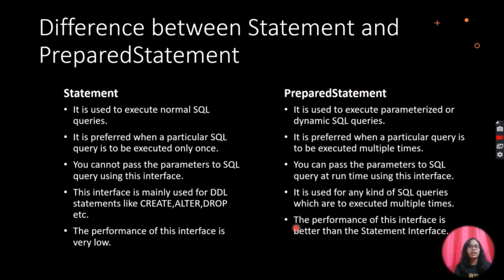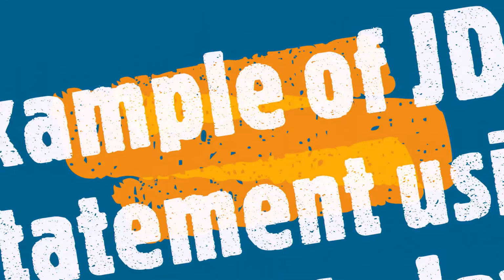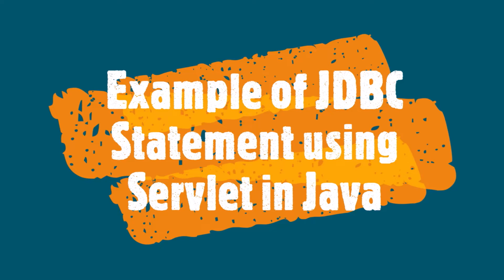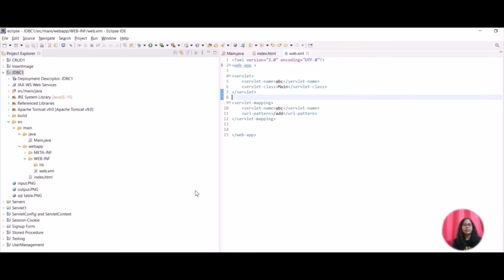So now let's see the practical implementation of statement and prepared statement. This is the example of JDBC statement. This project will give output as the sum of 3 values, in which 2 values are input by the user, and the third one will be fetched from the database.